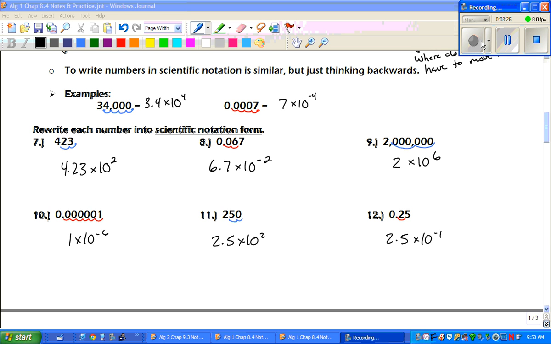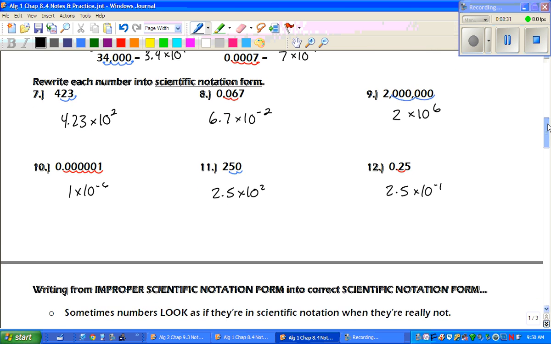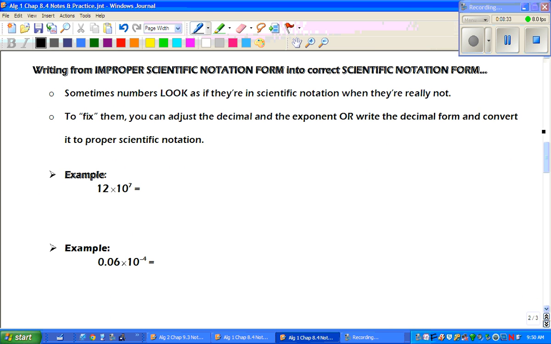Alright, there you go. Let's go ahead and flip it over. Writing from improper scientific notation into correct scientific notation. Sometimes numbers look as if they're in scientific notation when they're really not. To fix them, you can adjust the decimal and the exponent, or write the decimal form and convert it to proper scientific notation. I'm always going to do this part. We're going to convert it.